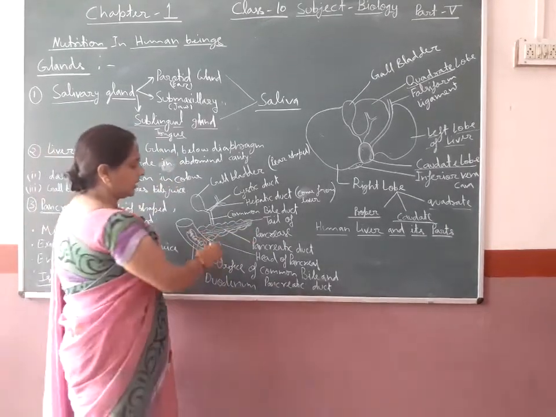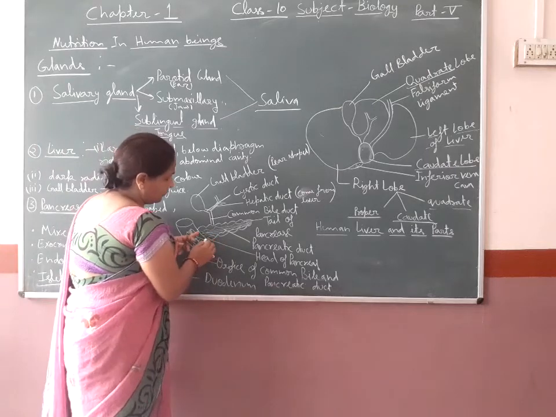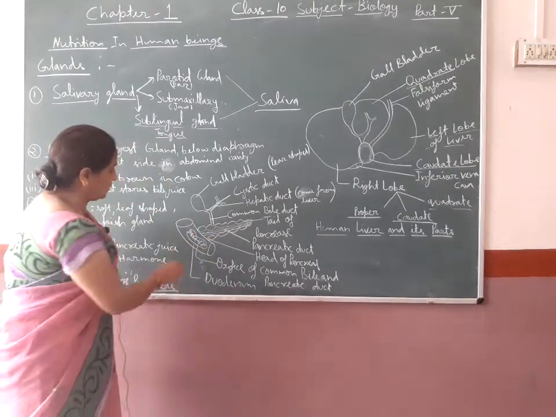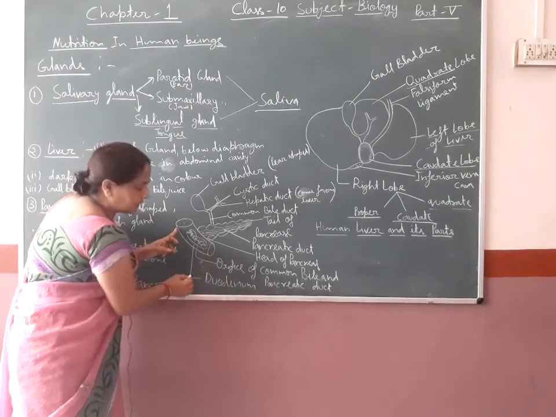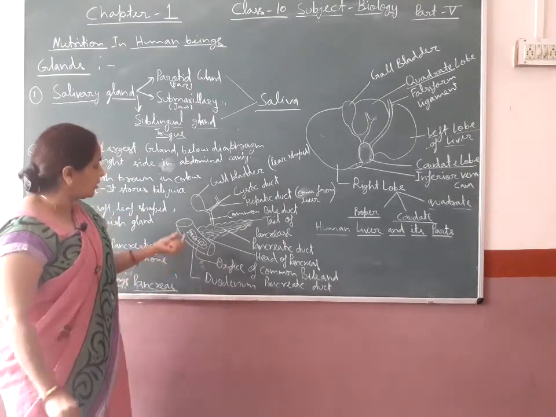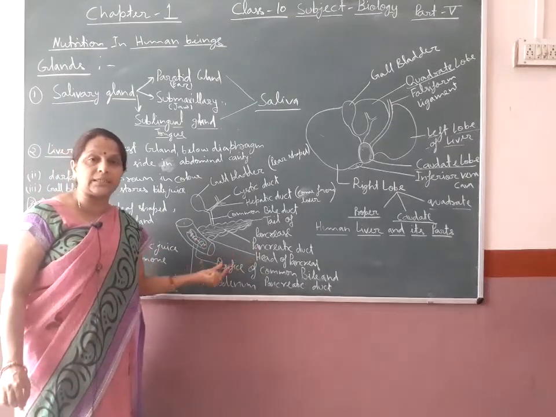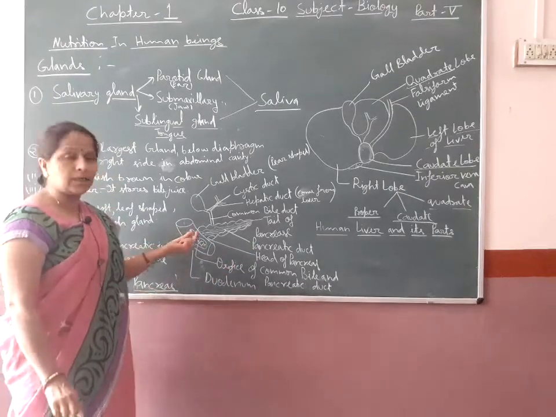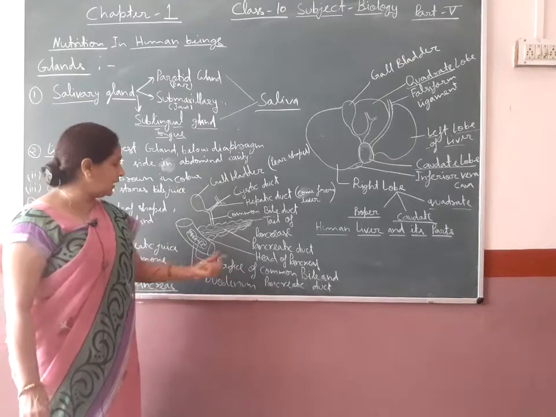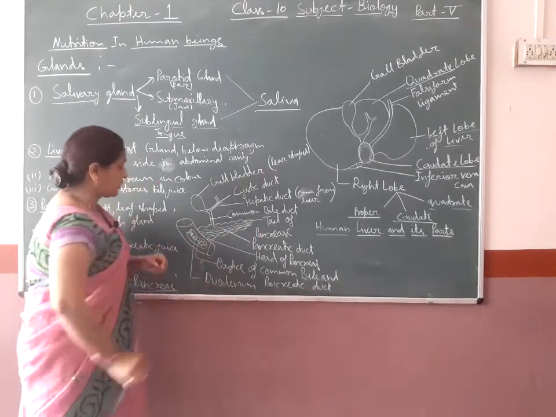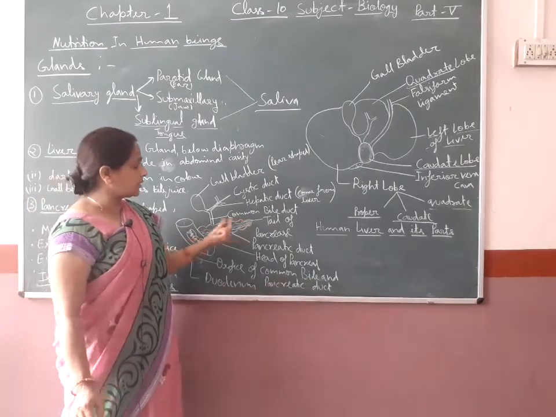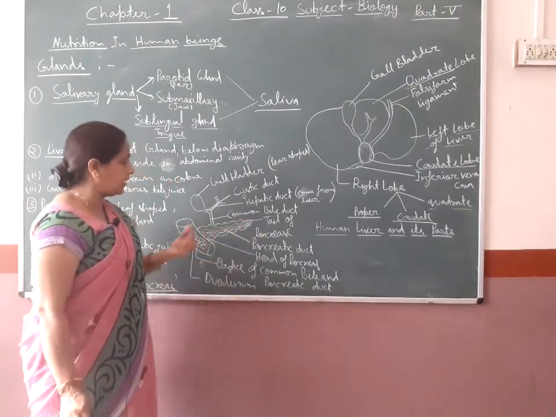The first part is the head, which is attached to the duodenum. This part is called the duodenum. It is part of the small intestine. In previous classes we have studied the parts of the small intestine: duodenum, jejunum and ileum. So, this pancreas is attached to the duodenum, and the pancreas has two parts, tail and head.